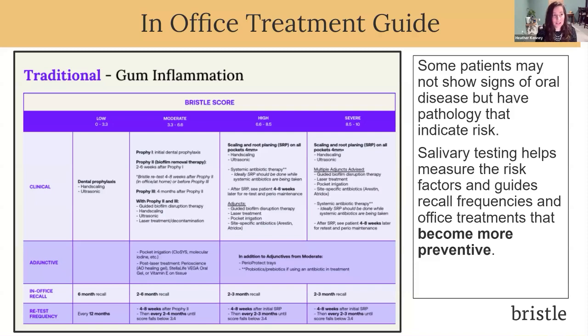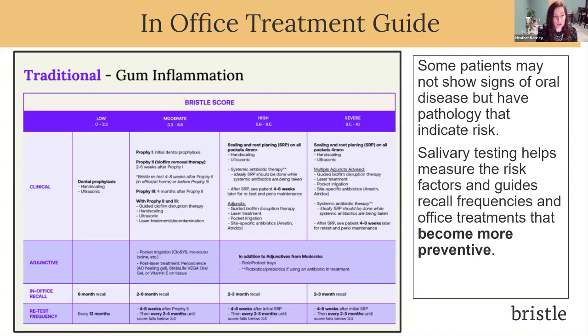And this is just a little example of what some of the in-office treatment guide might look like. So if someone's low, maybe you're going to do a prophy and you do your hand scaling and ultrasonics. If they're moderate risk, perhaps you're going to bring them back for another prophy, similar to a 43, 46, and have a different series until you get that oral microbiome under control.